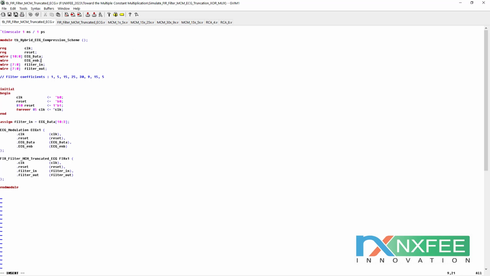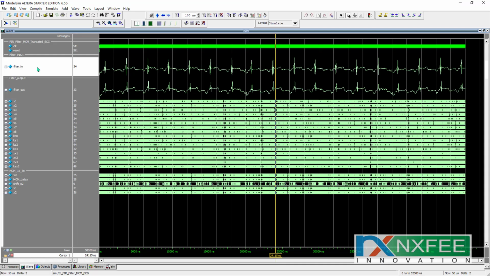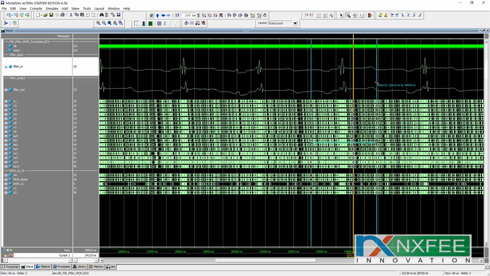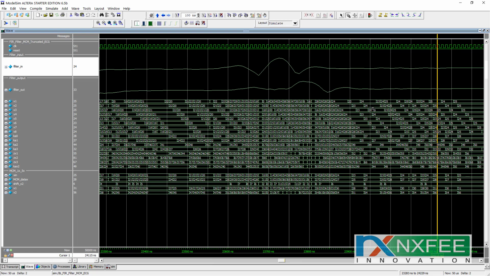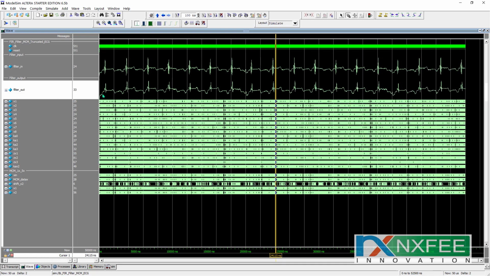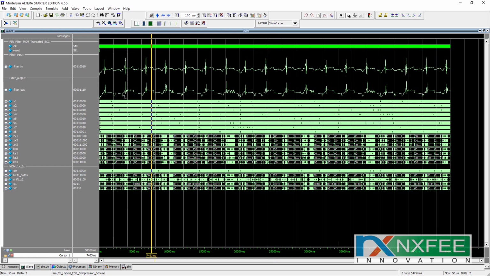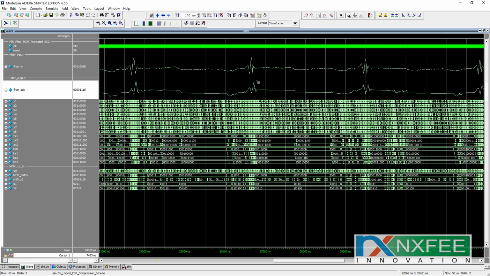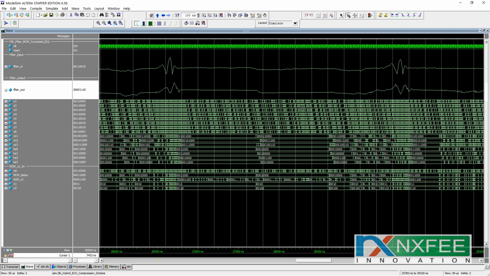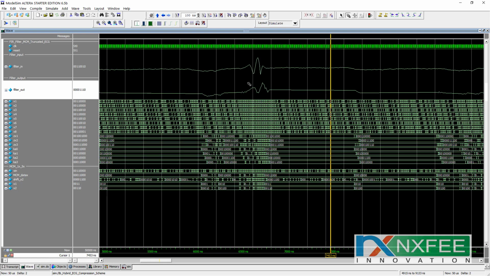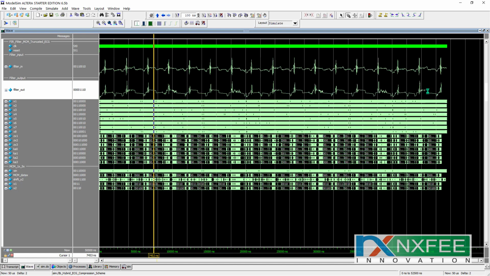This is a simulation report for the existing method. Existing method means normal FIR filter design. Here you can analyze the input and output, the ECG input and ECG output. We used the MIT-BIH dataset, and this is the truncated form. This is the input and this is the output. In the internal architecture we have used the truncated method. Here you can see the ECG signals present.